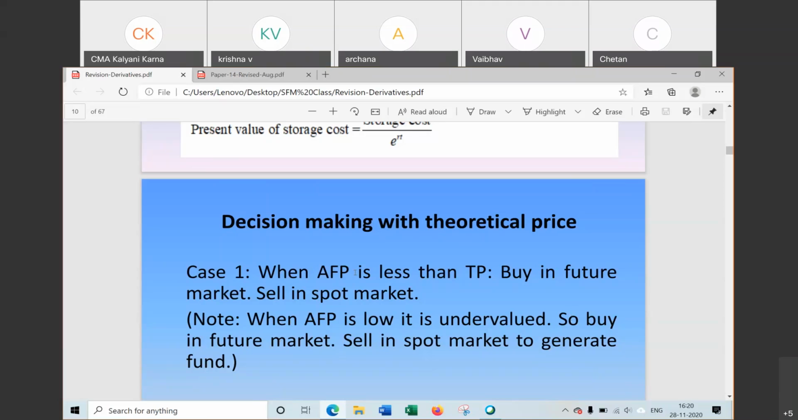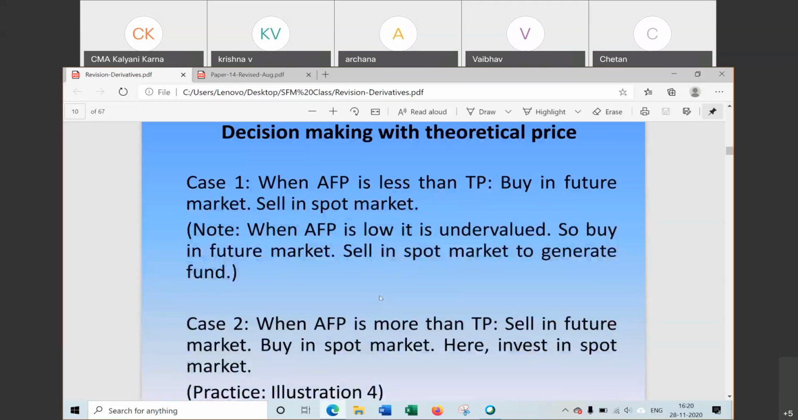So the asset is available at a lower price in the actual future market than what it should be. Theoretical price is the fair price, but it is available at the lower price. So better to buy the asset in future market. Now we can sell that in spot market. If we need cash, we can sell that one in spot market. So sell in spot and buy in future. We can remember only one thing, what decision will be taken in the future market, and opposite will be the spot market decision. So remember this one as actual future price less. It means it is available at lower price, buy in future market.